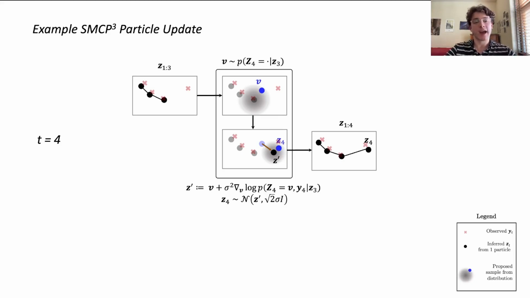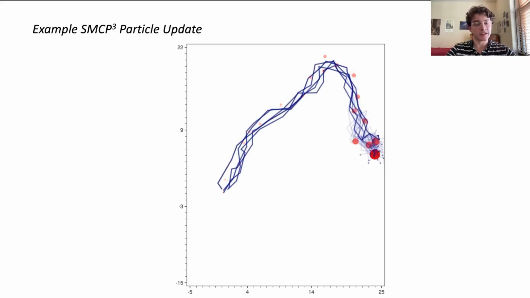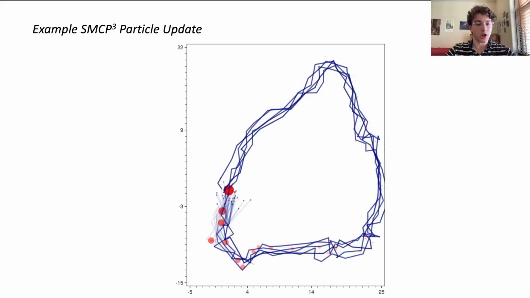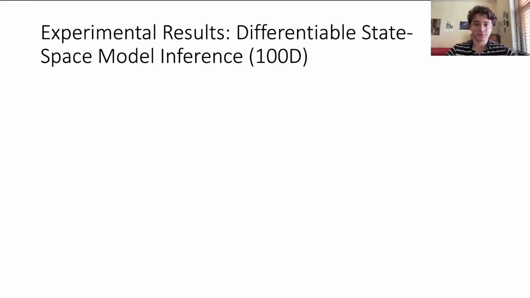Now, we can have SMCP3 automatically run the algorithm, and run SMC with this update, and sure enough, it does a very good job of tracking the object. Now I want to go a little bit deeper into our experiments that illustrate the value of being able to write new types of smart particle updating strategies.